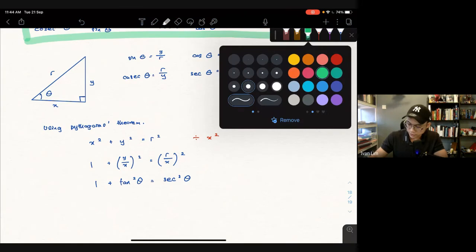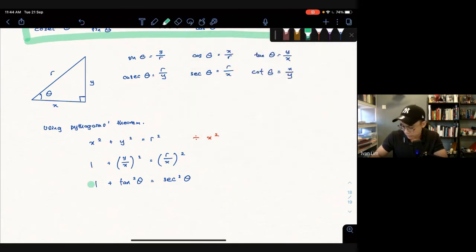So this is another identity that we have. 1 plus tangent square theta equals secant square theta. This will be given in your formula sheet, on page 2 in your exam. There are 3 things that will be given, and this is one of them. First one, sine square theta plus cos square theta equals 1. Second one is 1 plus tangent square theta equals secant square theta.